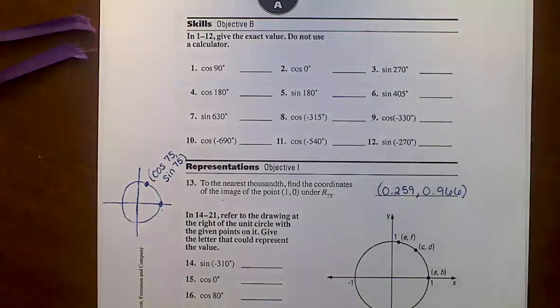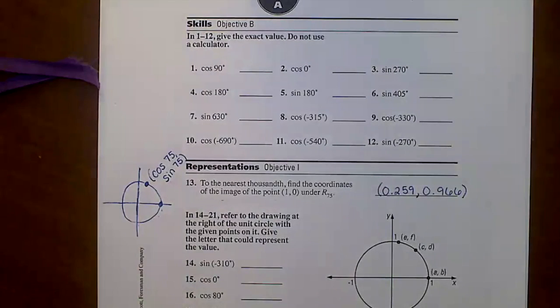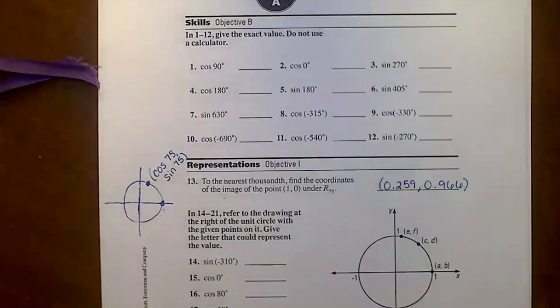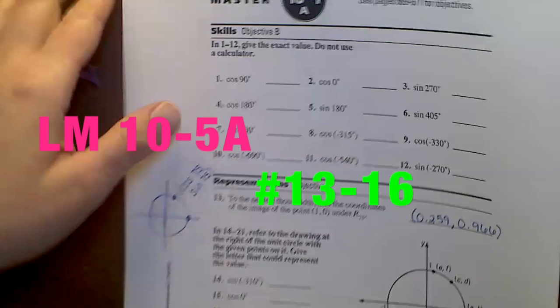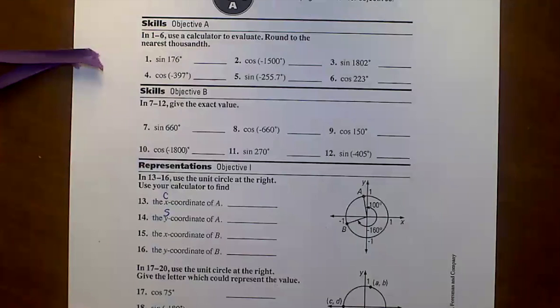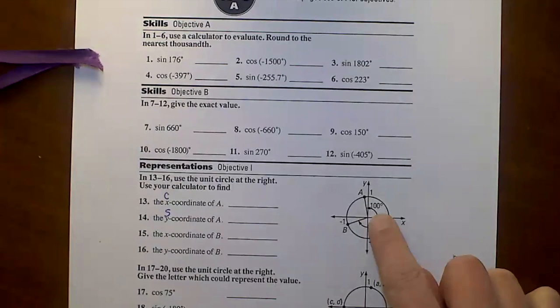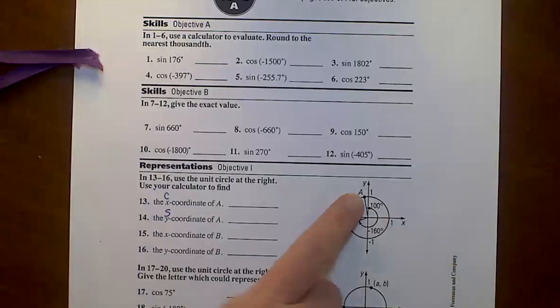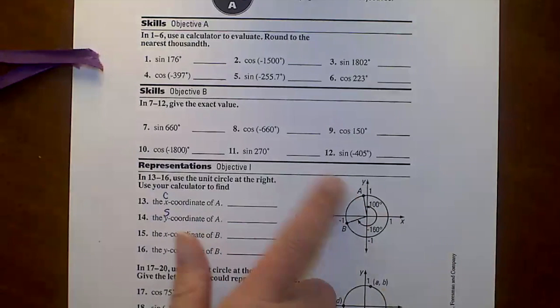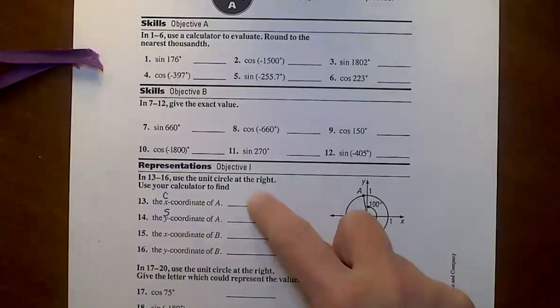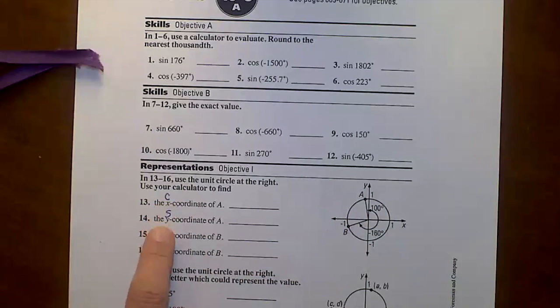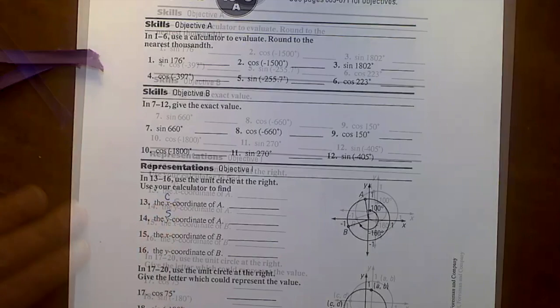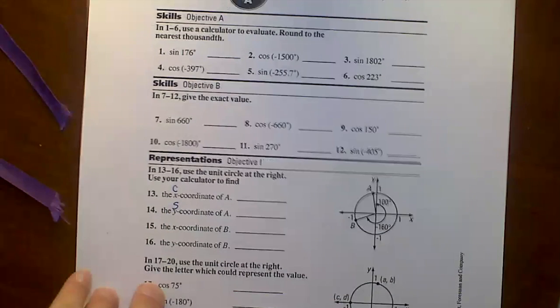Could you take that and then on 10.5, I think it's number 13 through 16, right? Is that kind of the same thing you would do for those? Exactly. If this is 100 degrees, you could get the coordinates of A by doing cosine 100, sine 100, and then those just fall into these 2 spots here. Anywhere you see X coordinate, that'd be cosine, and anywhere you see Y coordinate, that'd be sine. Good question. What else on 10.5 can I do for you?